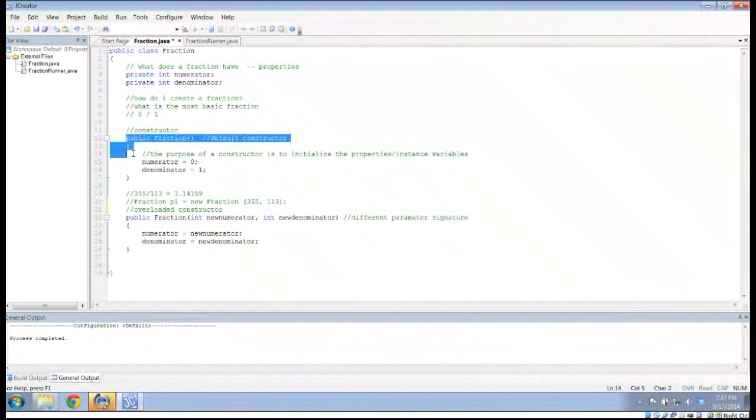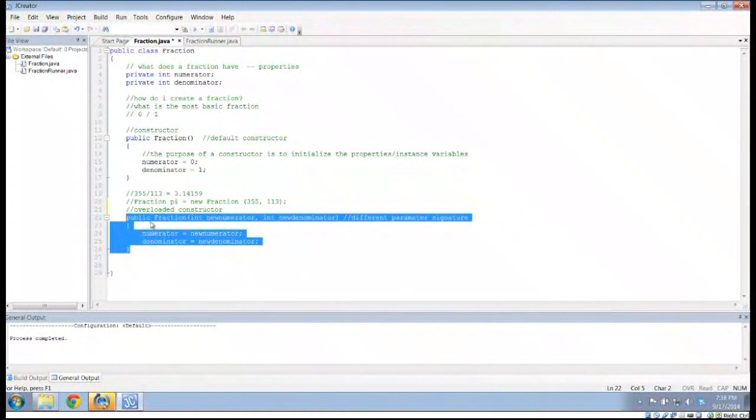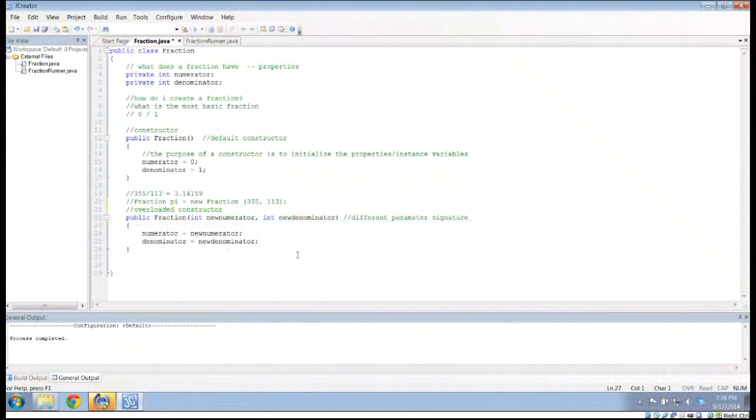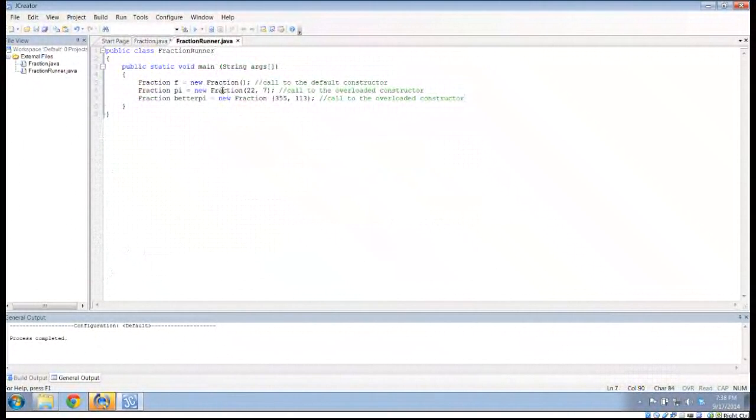Our default constructor, which is our very basic, simplest fraction, just a fraction like 0 over 1. And our overloaded constructor, this constructor that allows us to create a more complicated fraction, one with a very specific numerator and one with a very specific denominator. And we also created a fraction runner, something that just created some fractions.